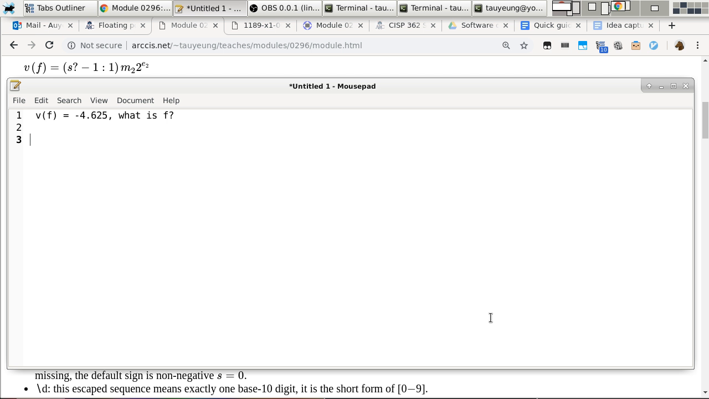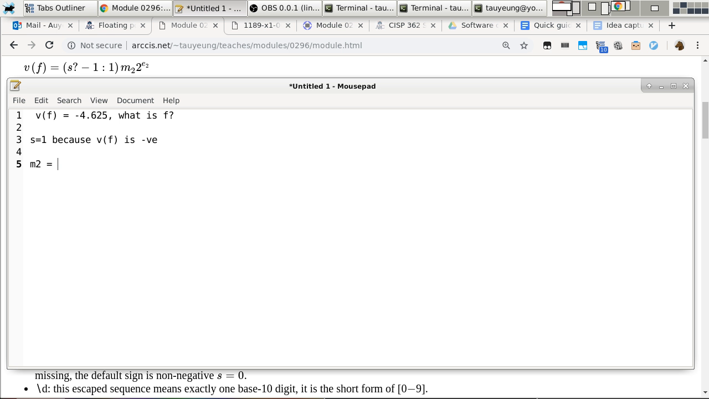All right, your time is up. What's the answer? All right, first, what do you think is the sign bit? Sign bit is going to be a 1 because the value being represented is negative. Very good, okay? So I'm going to explain that because V of F is negative. Okay, that's easy. What about M2?